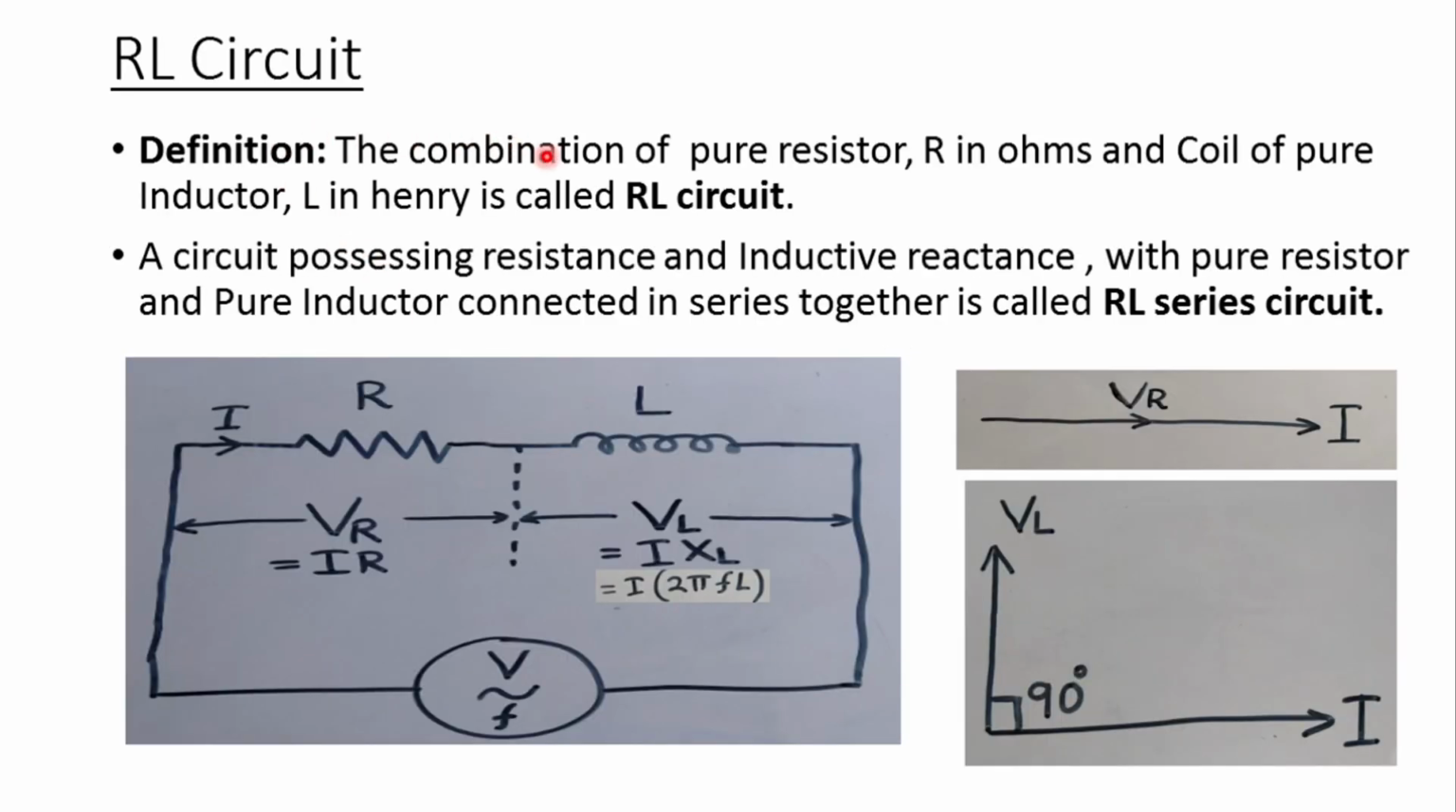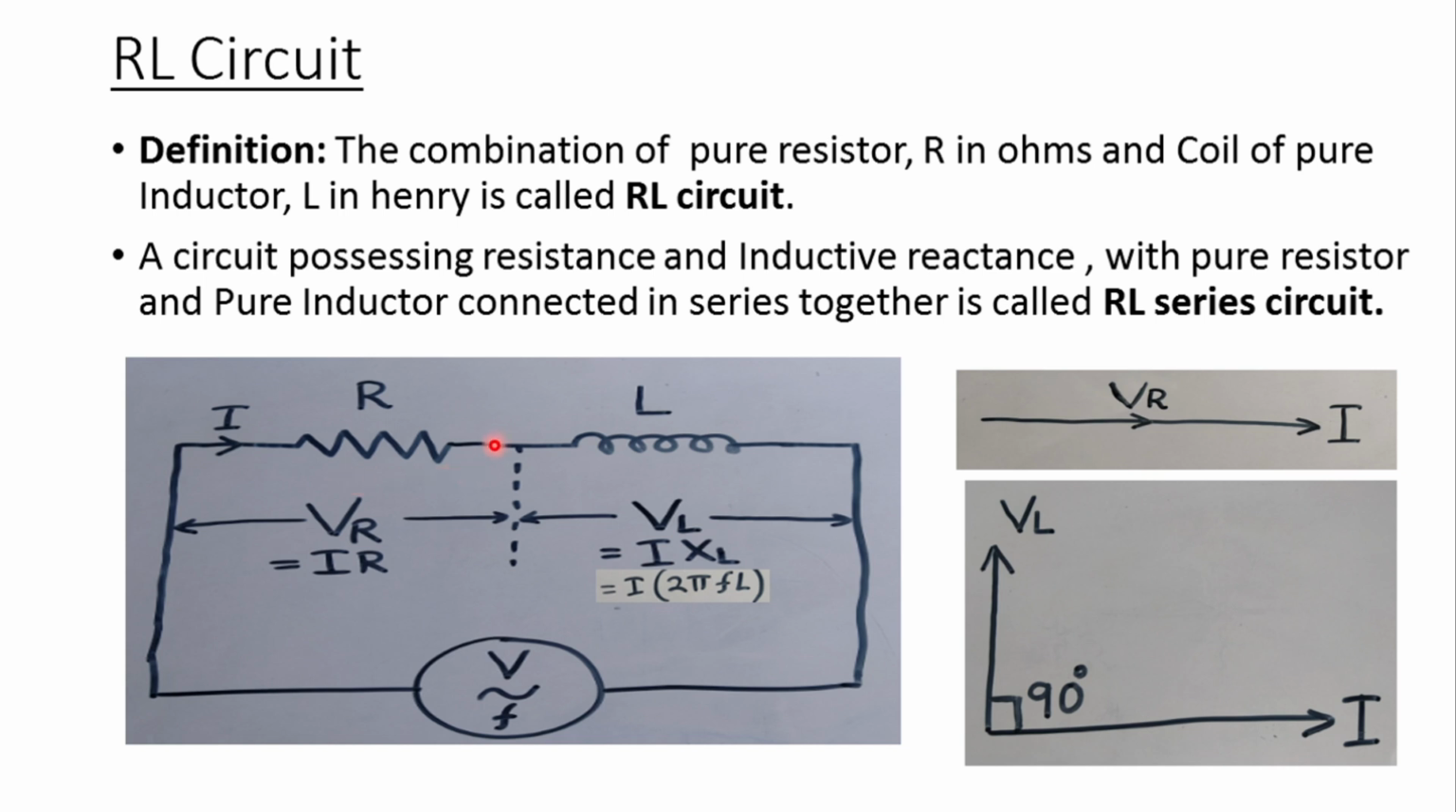In this video, we will discuss RL circuits. RL denotes a resistor and inductor connected in a circuit. The combination of a pure resistor R in ohms and a coil of pure inductor L in Henry is called an RL circuit, and a circuit possessing resistance and inductive reactance with a pure resistor and pure inductor connected in series together is called an RL series circuit. In the drawing below, a resistor and an inductor are connected in series.